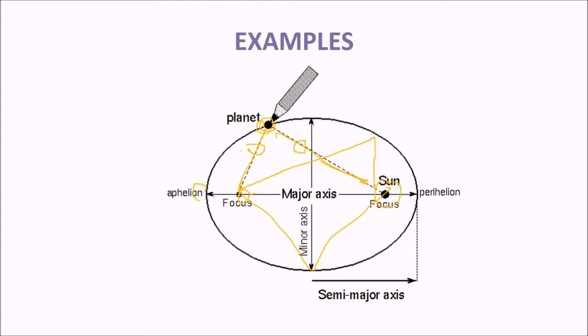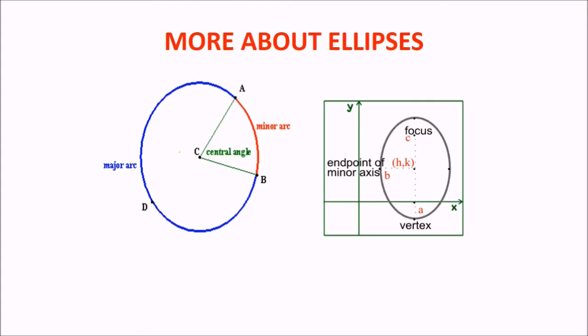Here we call it aphelion. Here, when it is closer to the sun, we call it perihelion. This is the semi-major axis. This is the semi-minor axis. As we just told you, you have a central angle. In this you have a minor arc also, and a major arc. And why are we talking about this? Because ultimately, when the semi-major and semi-minor axes become equal, the ellipse becomes a circle.